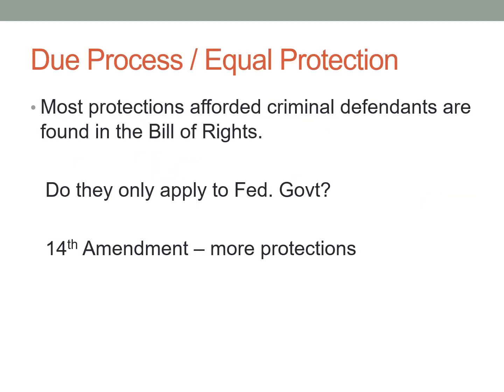The Bill of Rights, the first 10 amendments to the U.S. Constitution, that's where we find most of our protections that are afforded criminal defendants. And some of the arguments that were coming up in cases back then were the states saying, hey, those Bill of Rights that are in the U.S. Constitution, they don't apply to us.